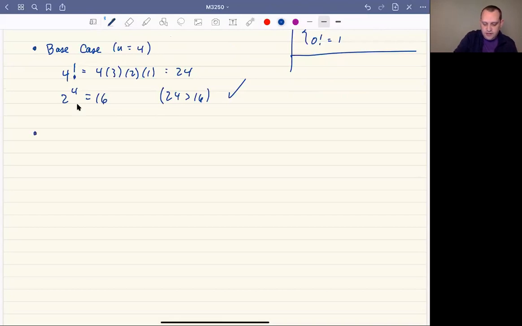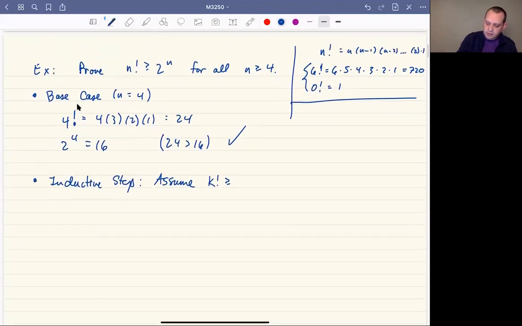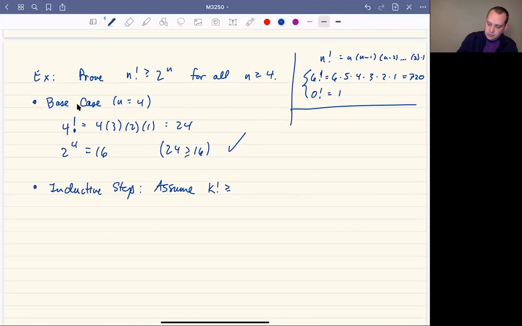And for the inductive step, we're going to assume that the statement is true for some k that's at least 4. So let's assume that k factorial is greater than or equal to 2 to the k for some k greater than or equal to 4.